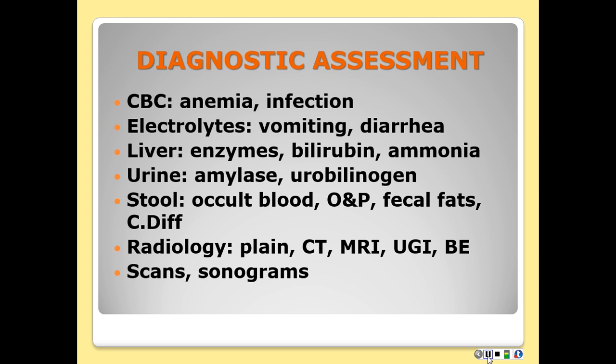If we have issues with the GI tract, we are going to be doing stool specimen collection and evaluation. Stool can be checked for all sorts of things. It can be checked for occult blood. We're looking for bleeding in the GI system. O and P is ova and parasites.